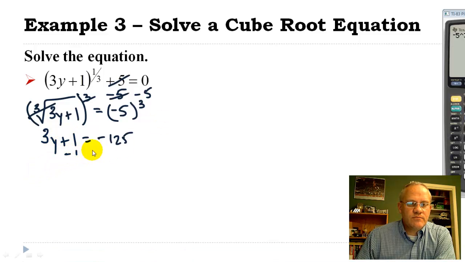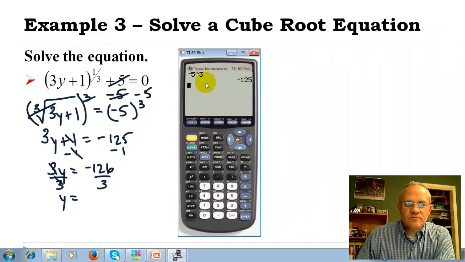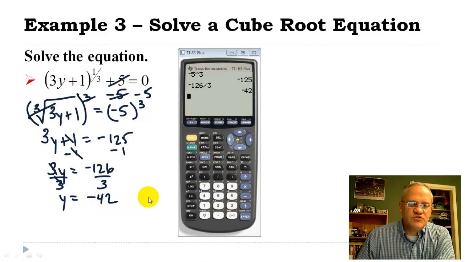Now we just solve for y. Minus 1. 3y equals a negative 126. Divide by 3. So now we have negative 126 divided by 3, and that's a negative 42.